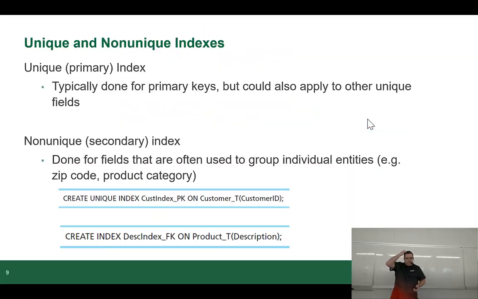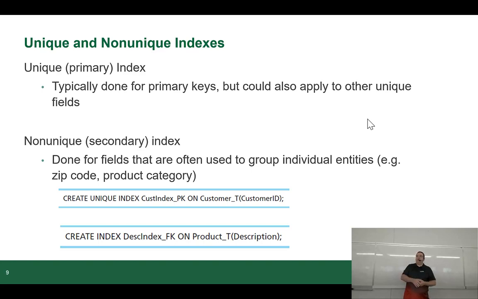So you have unique indexes. Normally, it's only for primary keys, because what do you never want in a table? A duplicate primary key. So if you make it a unique index, not only does it speed up the searches, it doesn't let you put in a duplicate value. You can also use it for other fields that you want to have.